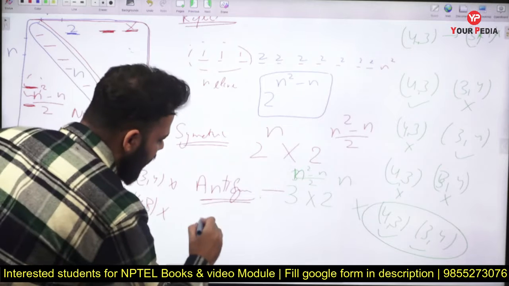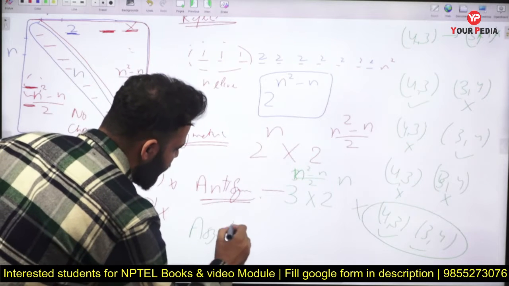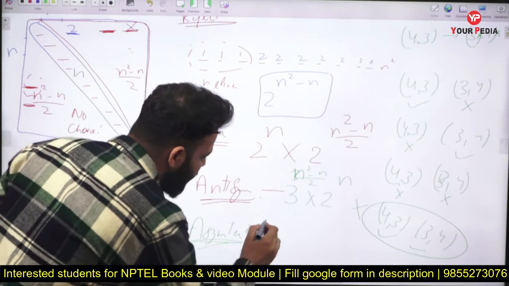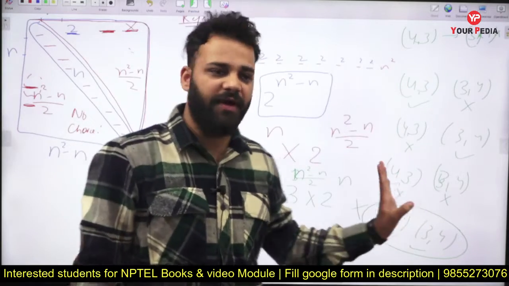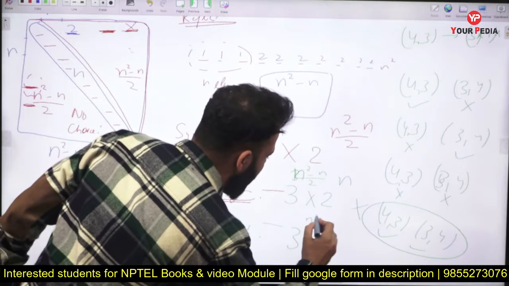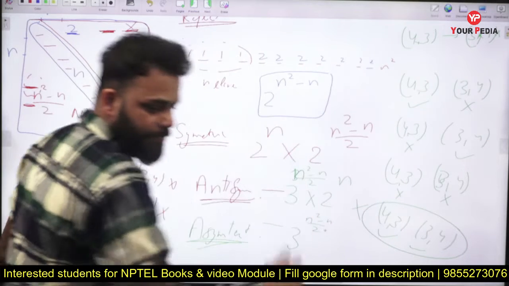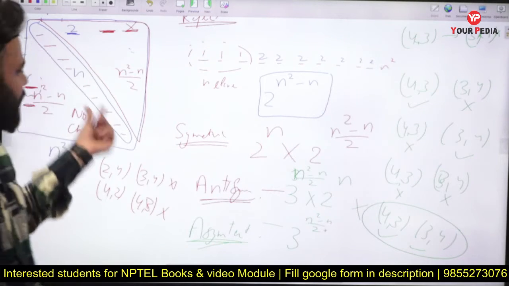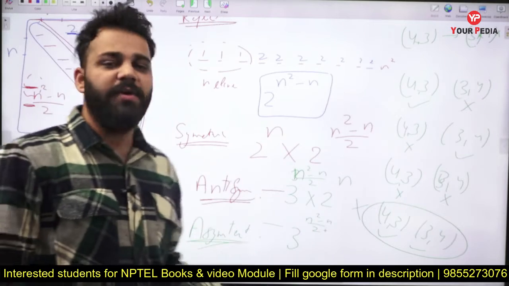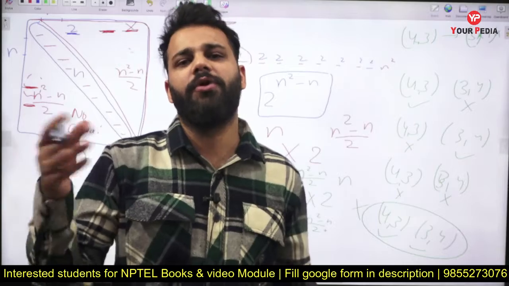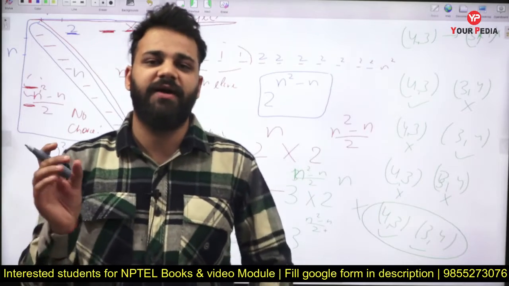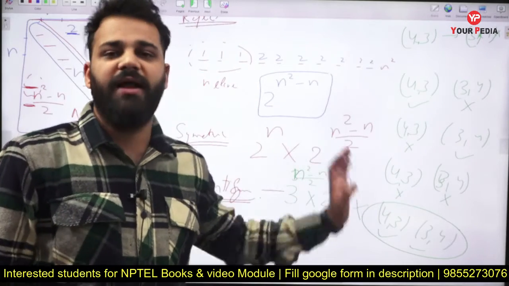Now as far as asymmetric relation is concerned, what is asymmetric relation? It is the same as antisymmetric. All these 3 conditions will be satisfied. So 3 raised to power (n square minus n) by 2 will be there. Now for reflexive elements in asymmetric, in antisymmetric, all the self loops were allowed. You can take a self loop or you cannot take a self loop. That's why there was 2 raised to power n in it.